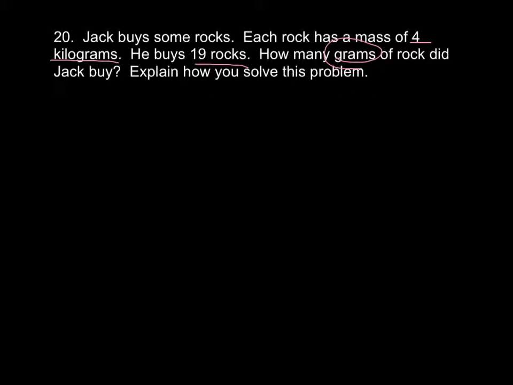I can see that. Well, I'm noticing a couple of things. If I want to find out the mass of what Jack has, I might start by finding the answer in kilograms by just multiplying 19 groups of 4. 19 rocks, 4 kilograms apiece, and I'm going to find the total in kilograms. But the answer asks me how many grams. So I might also start out converting my 4 kilograms into grams. In fact, I think I will.